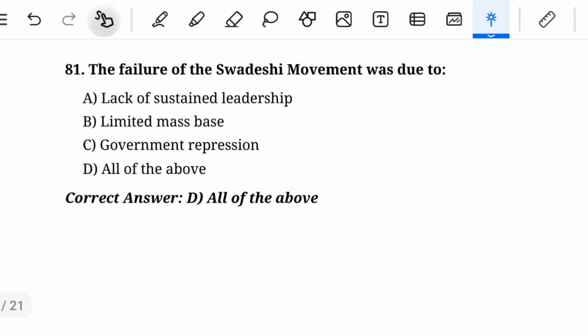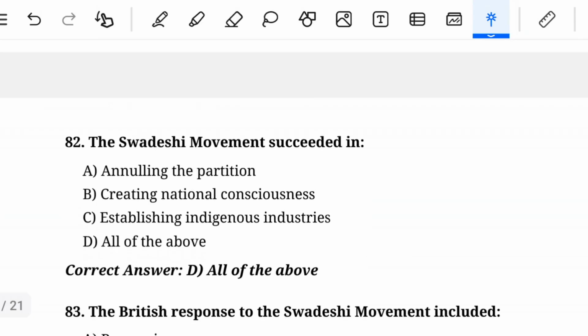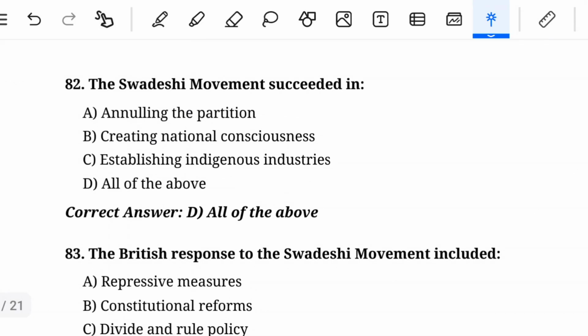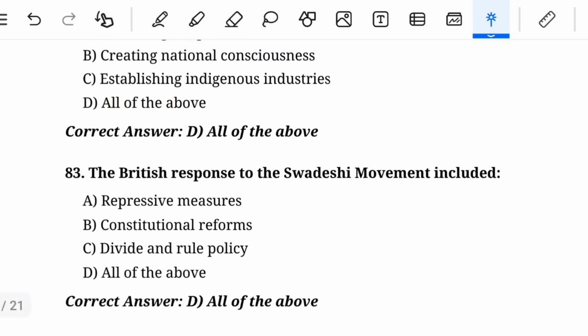81. The failure of the Swadeshi movement was due to: A. Lack of sustained leadership. B. Limited mass base. C. Government repression. D. All of the above. Correct answer: D. All of the above. 82. The Swadeshi movement succeeded in: A. Annulling the partition. B. Creating national consciousness. C. Establishing indigenous industries. D. All of the above. Correct answer: D. All of the above.